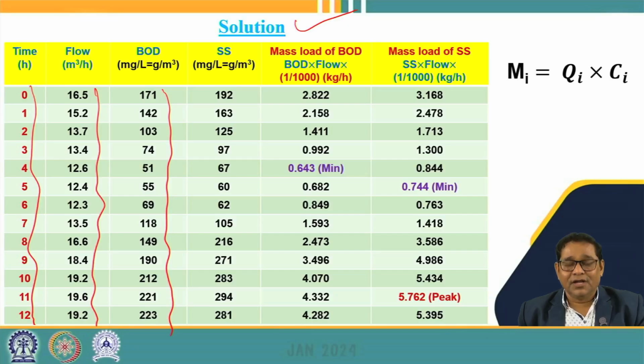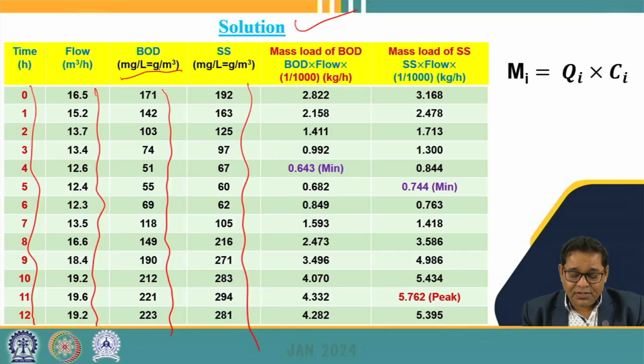So here is the BOD level, then we have the COD level. Here, if we see the BOD level, that is given in milligram per liter, and so we can write it also as gram per meter cube, because milligram per liter and gram per meter cube are equivalent units. So no need to have any conversion factor to convert to gram per meter cube.